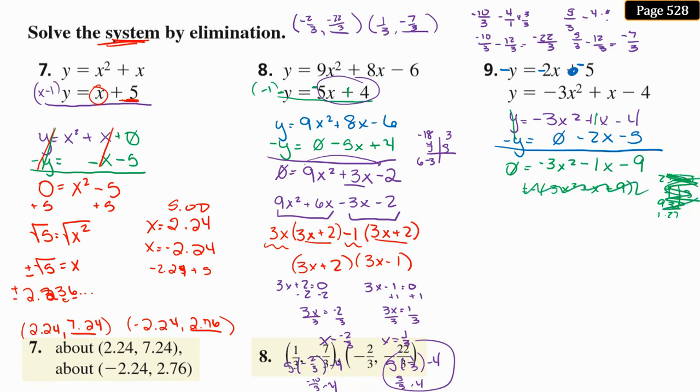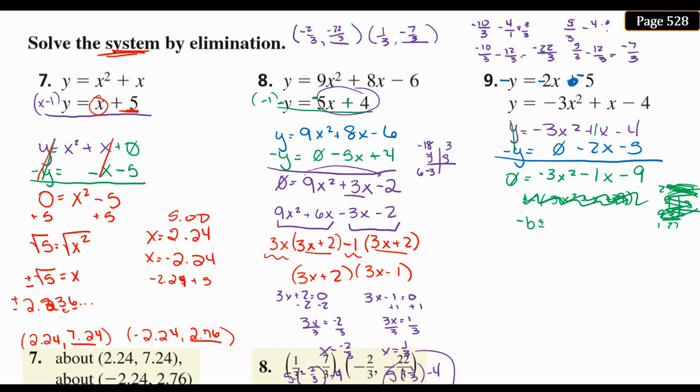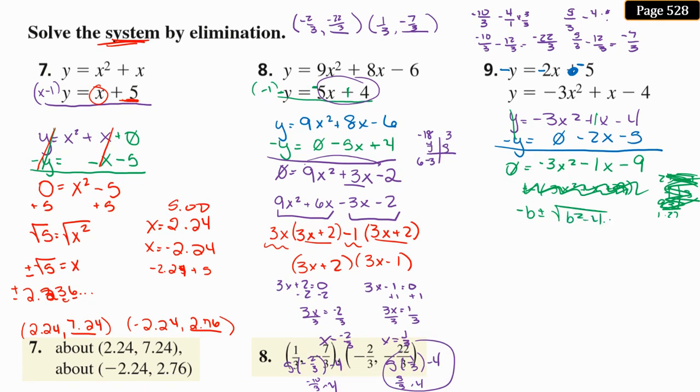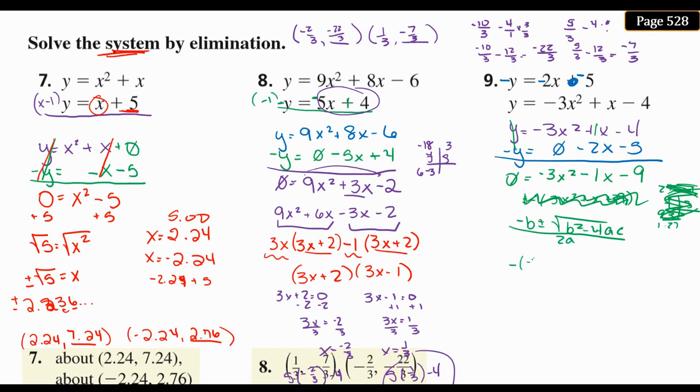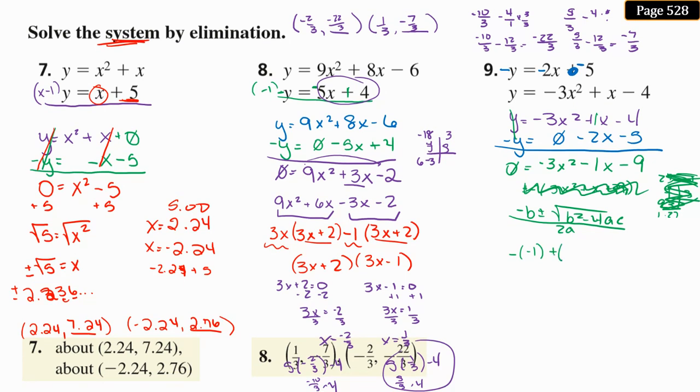Before I just say for sure that there's no real answers, I'm going to use the quadratic formula, negative b plus or minus the square root of b squared minus 4ac all over 2a, just to make sure. So negative b, negative 1, plus or minus the square root of negative 1 squared minus 4 times a times c, all over 2 times negative 3.